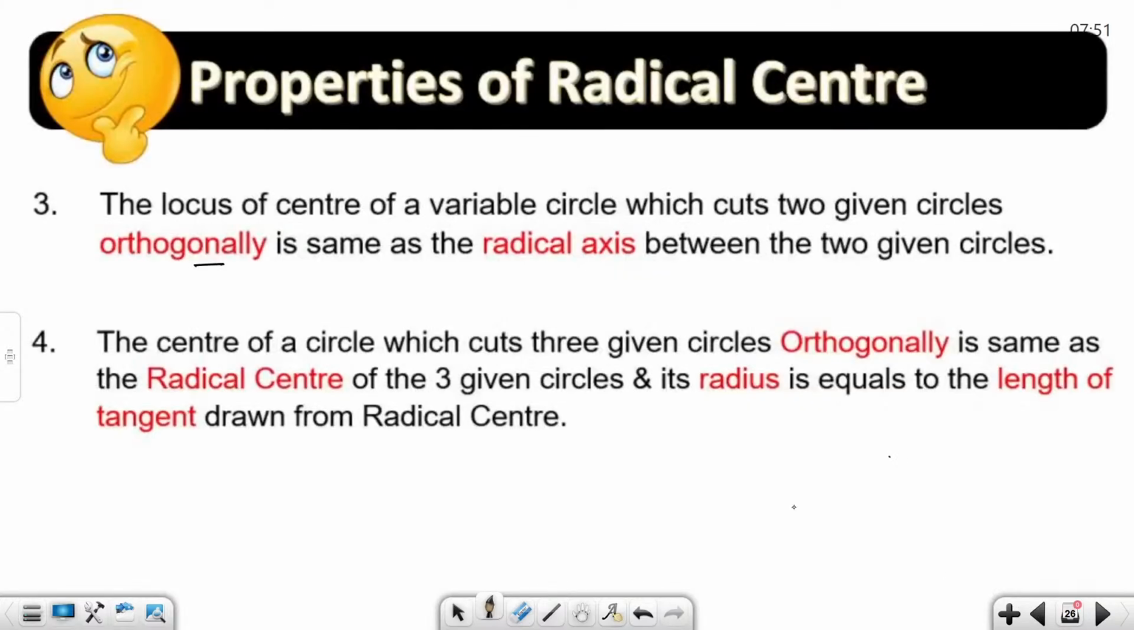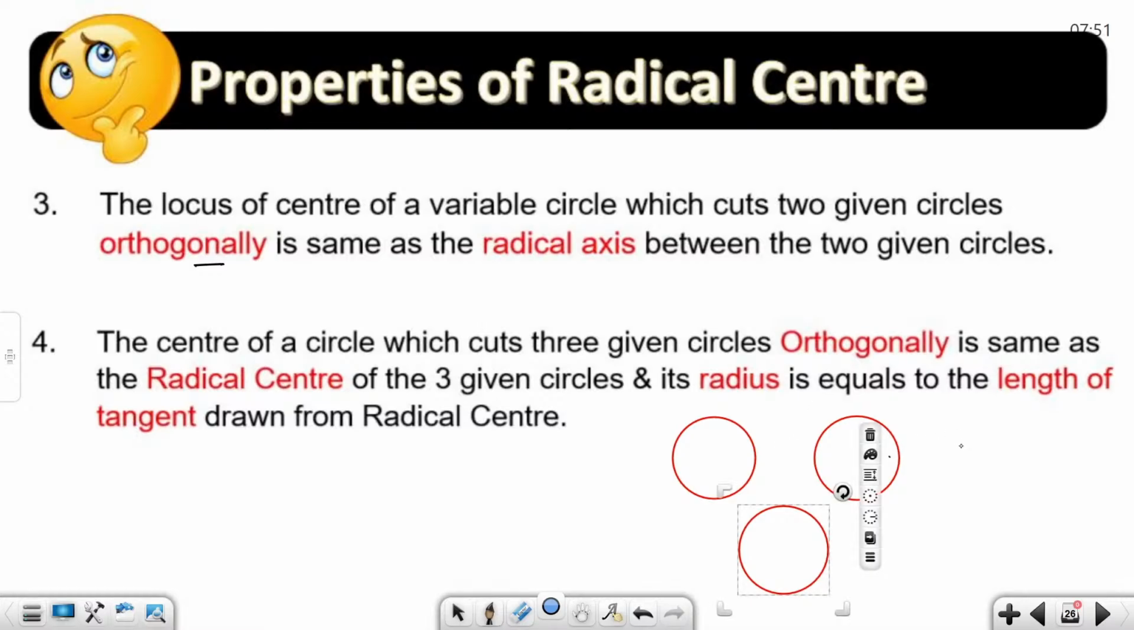Okay. And what is the fourth property they have said? They have said now we are having three circles. The property states that the center of a circle which cuts these three given circles orthogonally. Suppose we are having three circles over here, and there is one circle which is intersecting these three given circles orthogonally. Is it clear? Orthogonally.